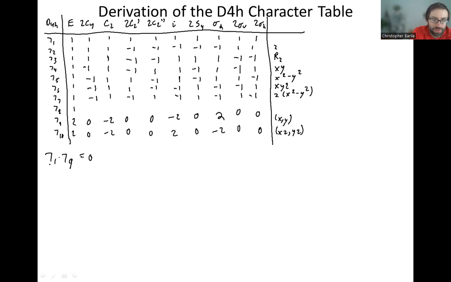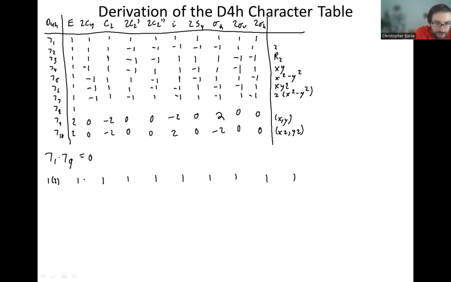As an example, let's do the dot product of gamma 1 with gamma 9. Any of these dot products have to be equal to 0. Gamma 1 is 1, 1, 1, 1. We have 10 ones: 6, 7, 8, 9, 10. And then the number of symmetry operations in each class, let's not worry about that yet. We have to multiply by gamma 9 components.